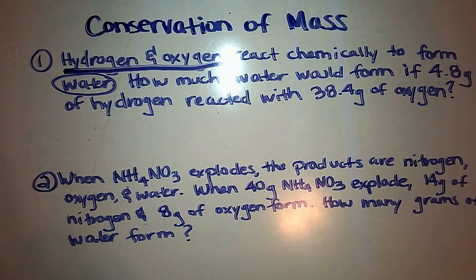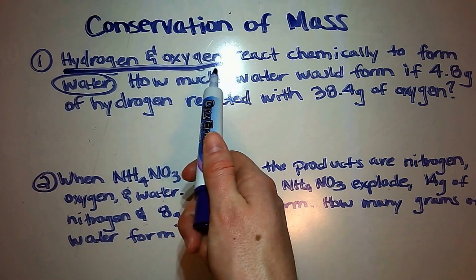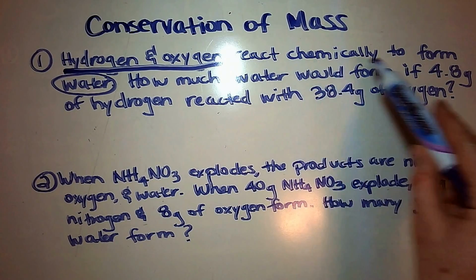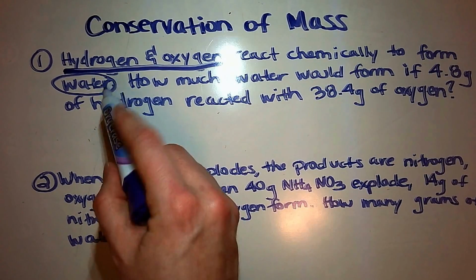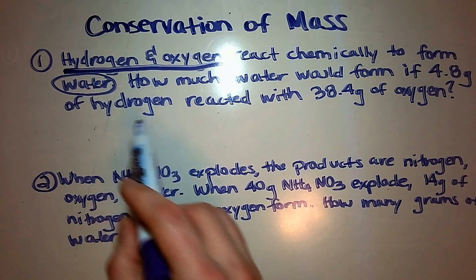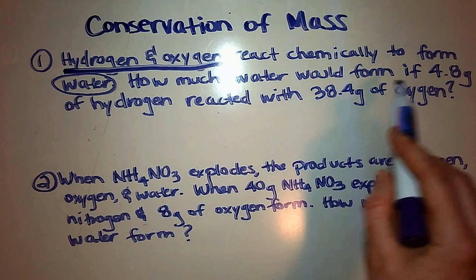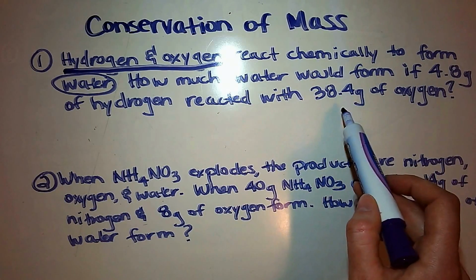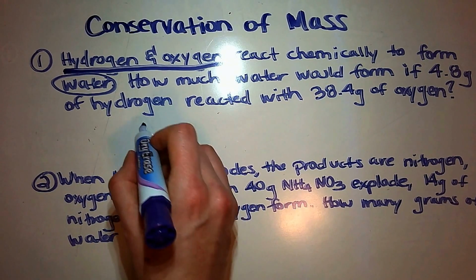Number one, hydrogen and oxygen react chemically to form water. How much water would form if 4.8 grams of hydrogen reacted with 38.4 grams of oxygen? So our reactants in this problem are hydrogen and oxygen, and they react chemically to form our product, which is water. So I was given the mass of hydrogen and oxygen, so our reactants.